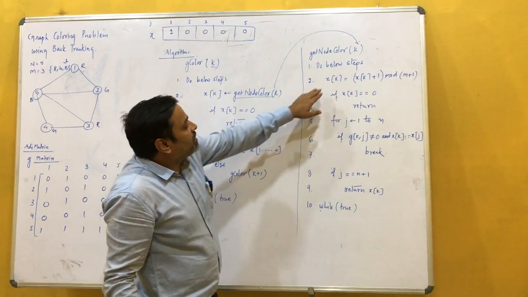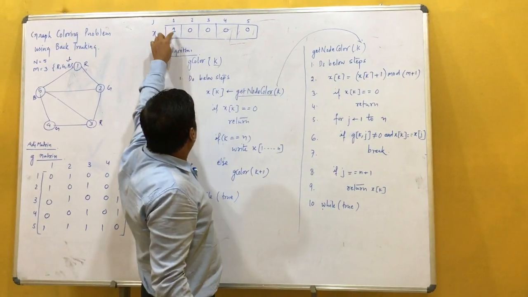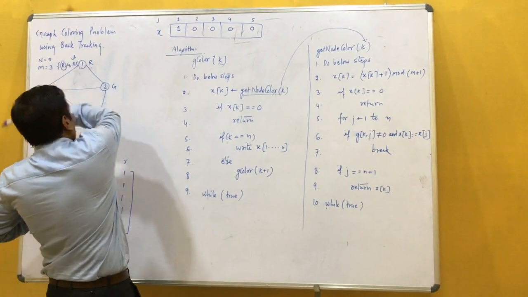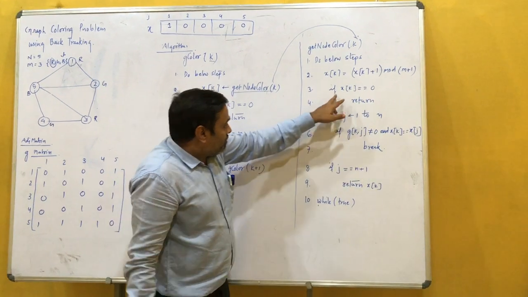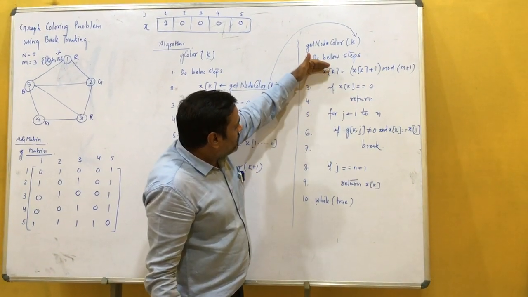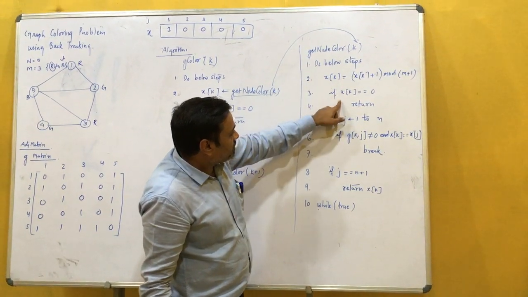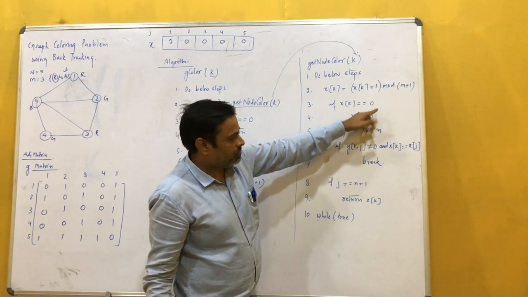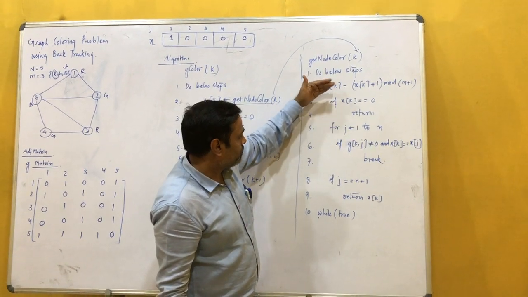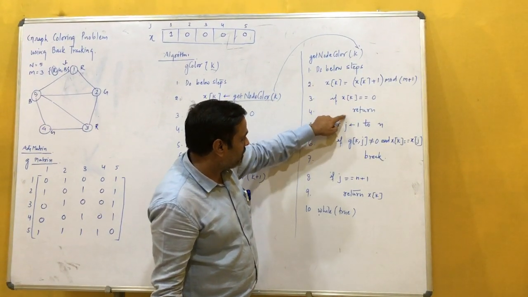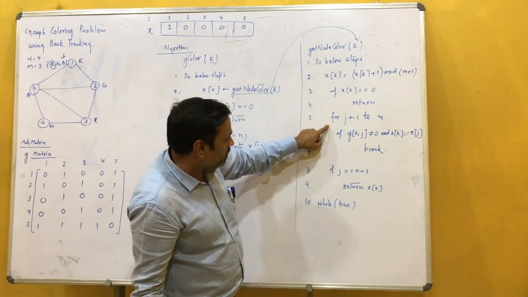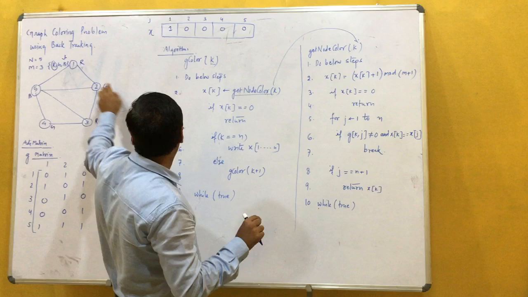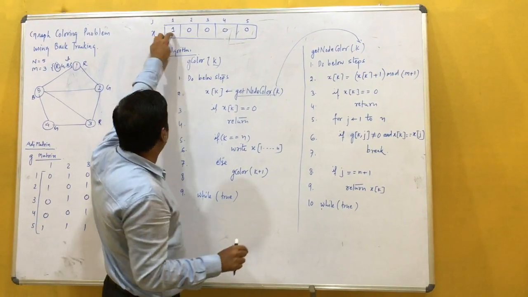Now it is giving me the suggestion that for the first node I can provide color number 1. My color number 1 is red color, I can get that. After I have fetched this value, I will check this condition, xk equal to 0. No, in our case, since we have 1, this condition is false. Now I come to this for loop to check whether any adjacent node of this first node has this red color or not.